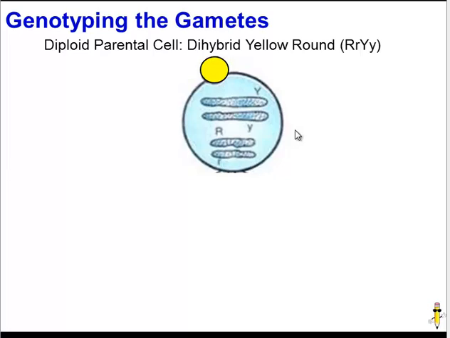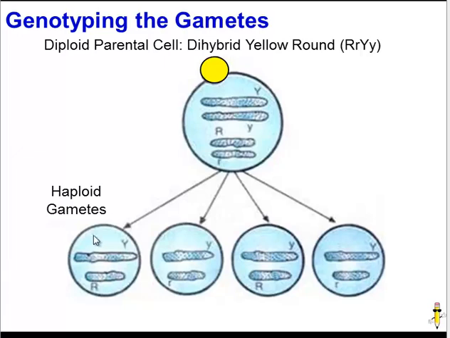And since this parent is a dihybrid, they're carrying a dominant and a recessive gene for color, and they're carrying a dominant and a recessive gene for shape. Now, if this cell divides by meiosis to produce haploid gametes, there are a few different combinations. Remember that the gametes have to get one chromosome from each pair, but because of independent assortment, different combos can result. Here are those combos.